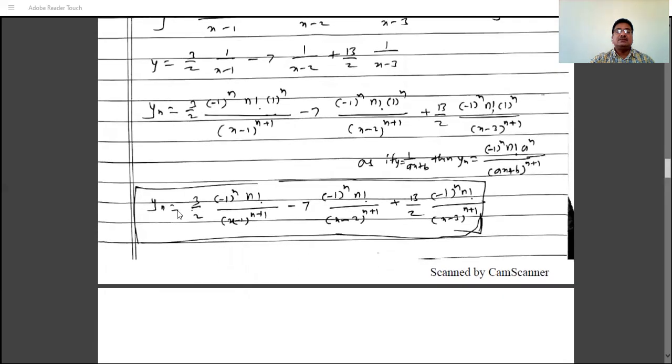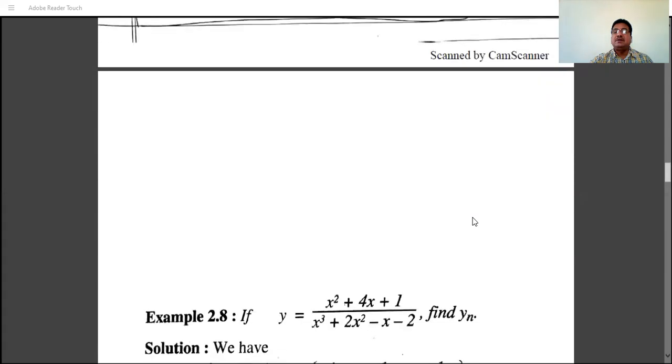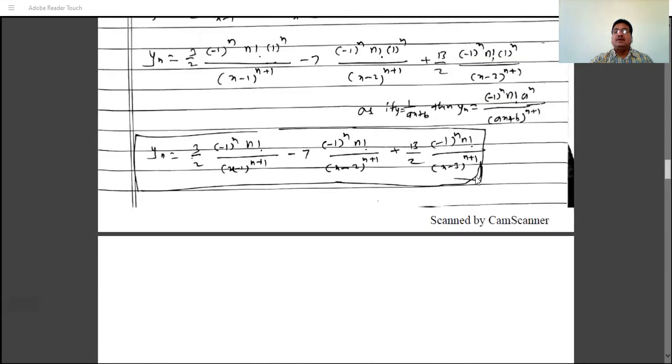So yn is 3 by 2 into minus 1 raised to n, 1 raised to n is 1, so n factorial divided by x minus 1 raised to n plus 1. Then minus 7 into minus 1 raised to n factorial, again 1 raised to n is 1, divided by x minus 2 raised to n plus 1, plus 13 by 2 into minus 1 raised to n factorial divided by x minus 3 raised to n plus 1.